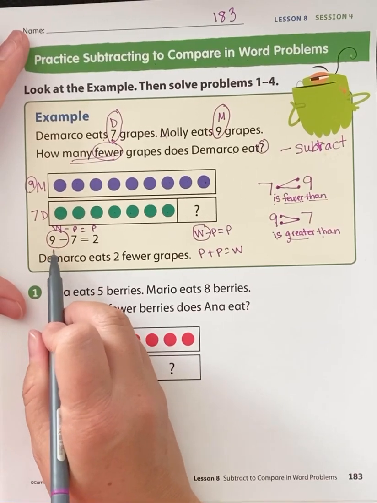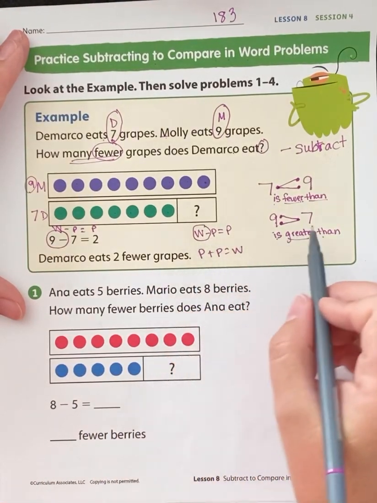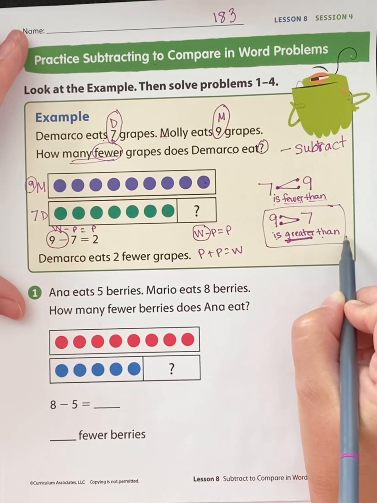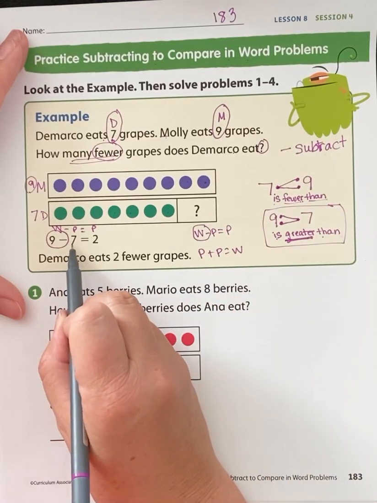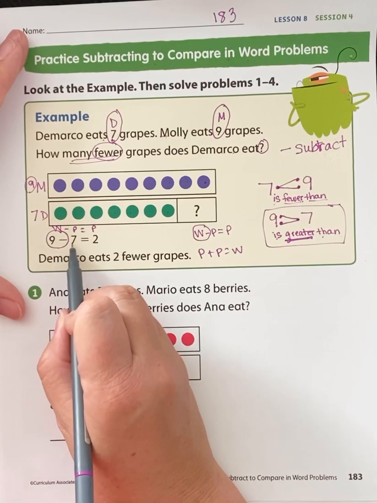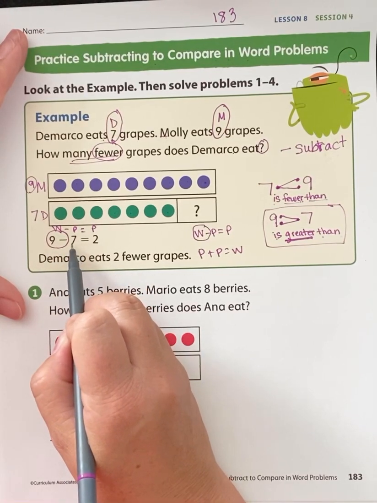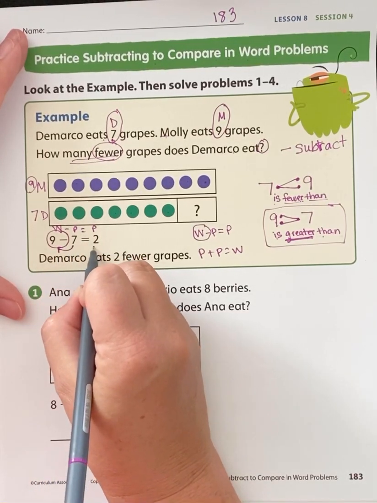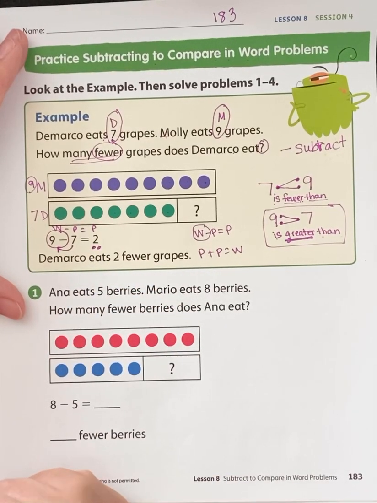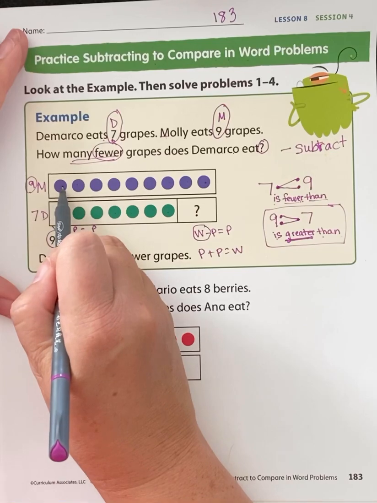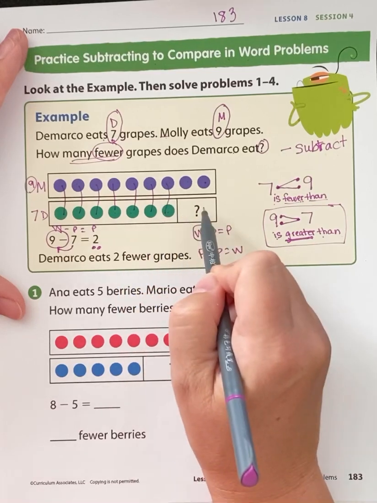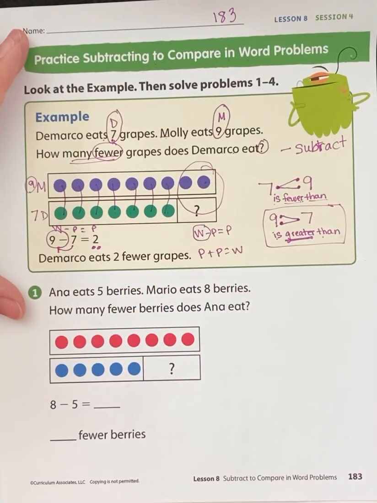So 9 was the whole, right? 9 was the greatest number, and that's what we found here. 9 is greater than what? 7, right? So we're going to take 9 and take away the part that we know, which was 7, and we can count on from the part we know up to the whole. 7, 8, 9, and we get the answer of 2. We can also compare purple, green, purple, green, and so on. What is the difference? The difference is 2.